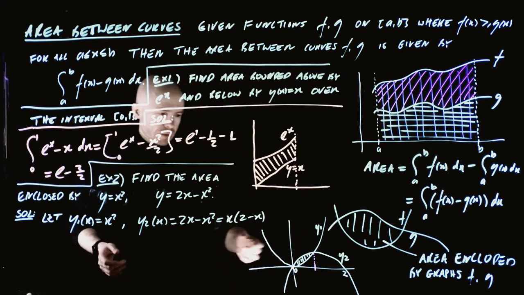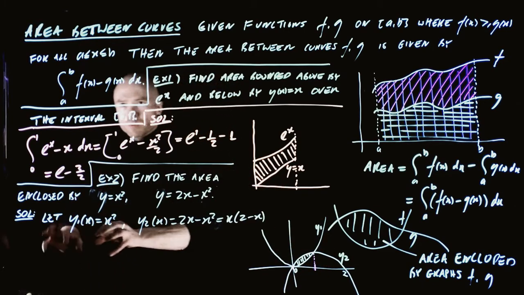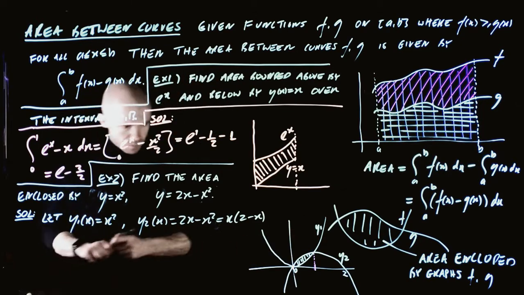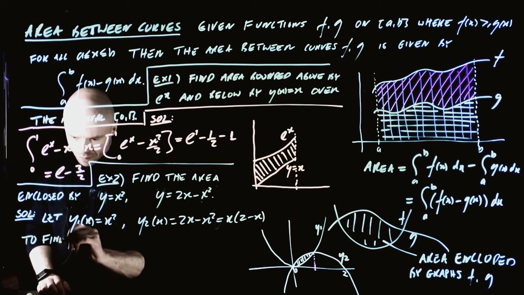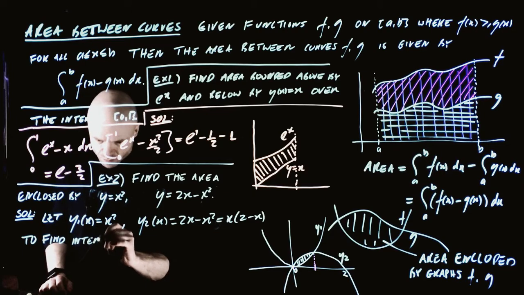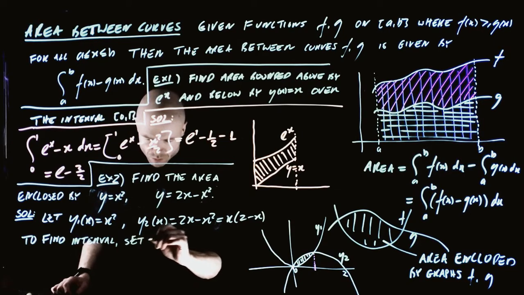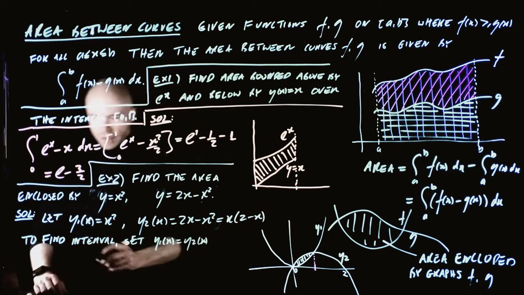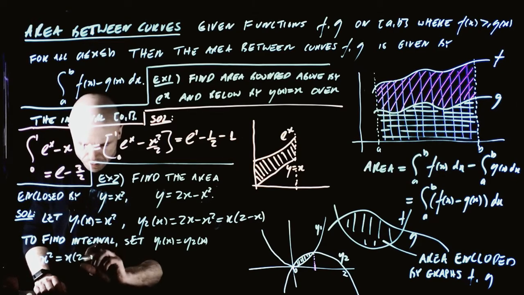Well, it's got to be the x for which y1 of x equals y2 of x, as we see from the picture. We go from the picture, we're going to express in the language of maths, and we'll do some computations and then find out more details. So, to find the interval, set y1 of x equals y2 of x. If we do this, what happens? We have that x squared equals x times (2 minus x).